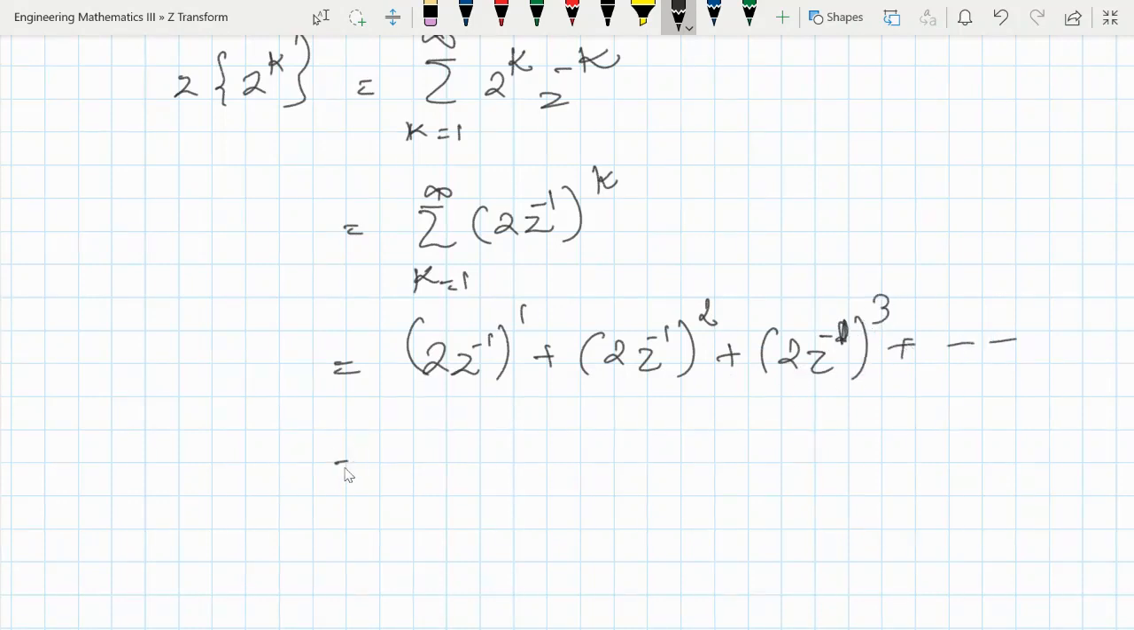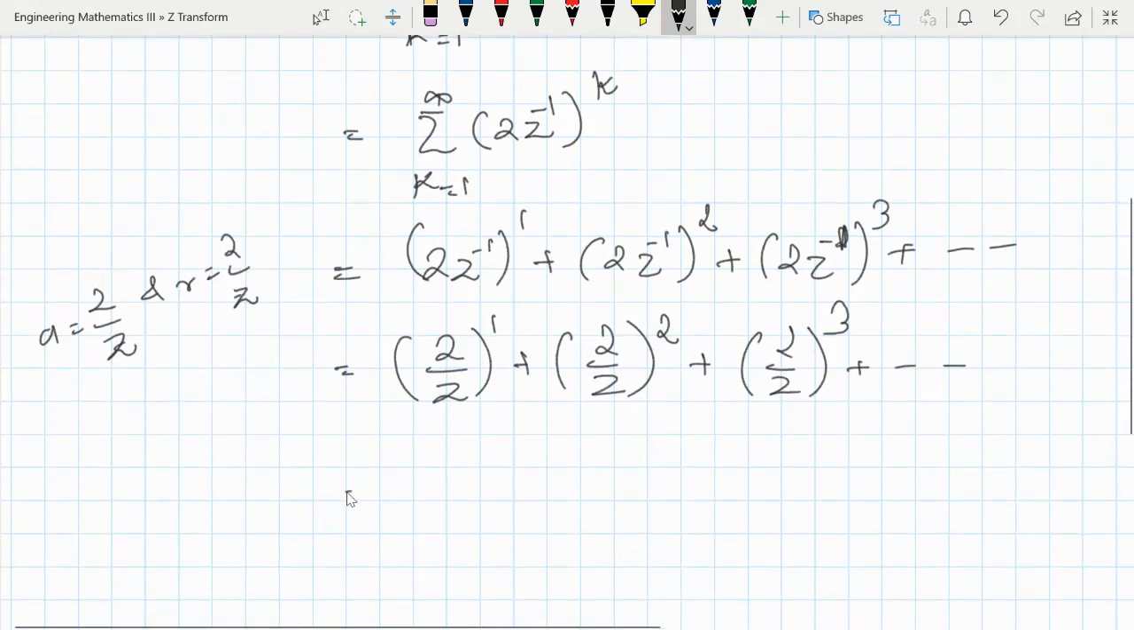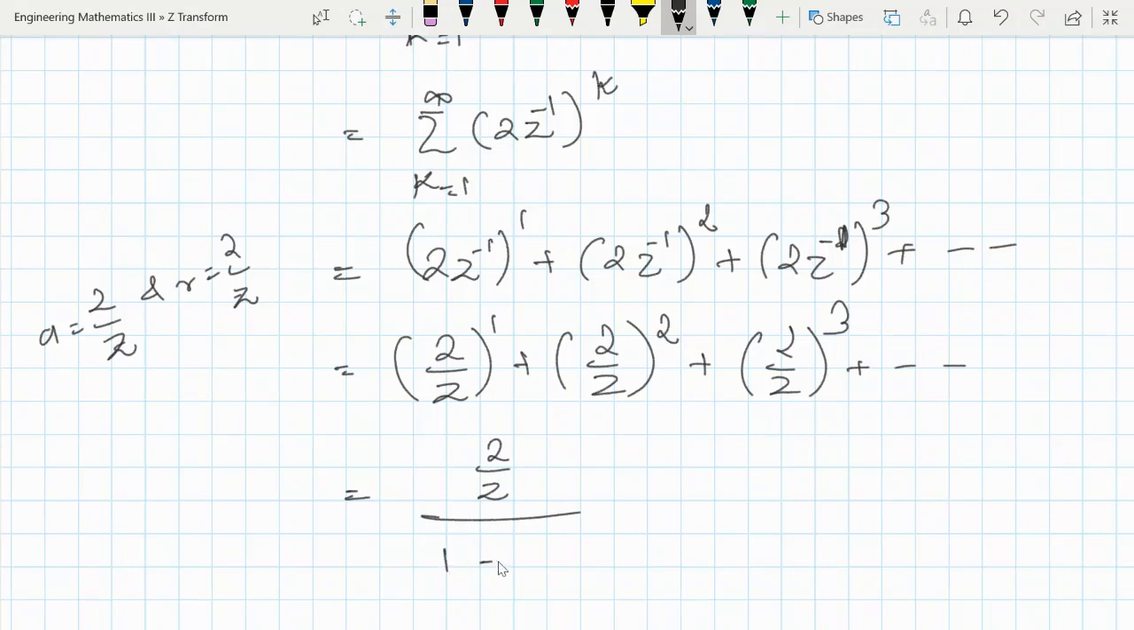Okay, and what is this? This is 2 upon z raised to 1 plus 2 upon z raised to 2 plus 2 upon z raised to 3 plus so on, which is in geometric progression with first term 2 upon z and common ratio 2 upon z. Okay, so what about the summation of this? This is nothing but a divided by 1 minus r, with a equal to 2 upon z.